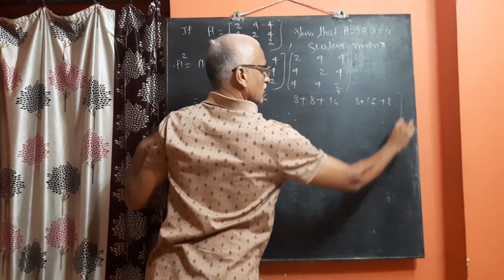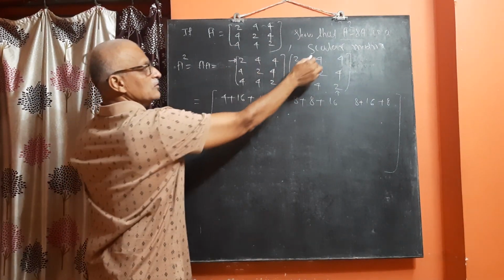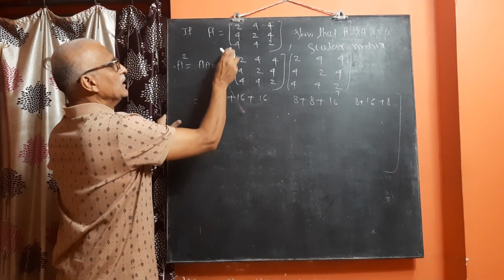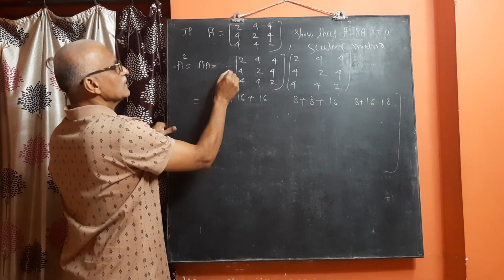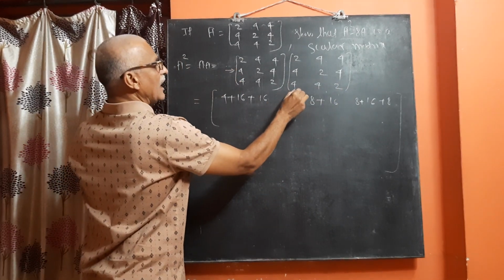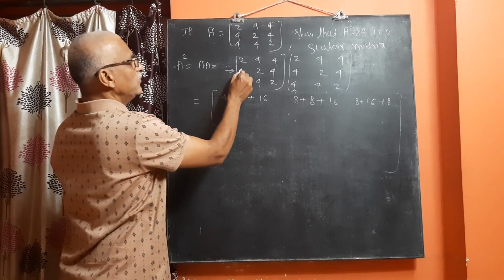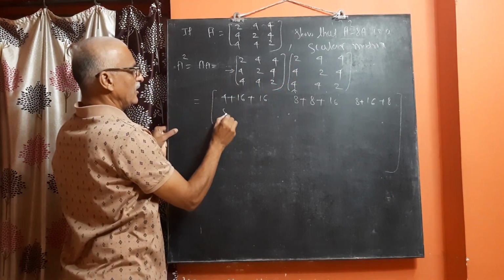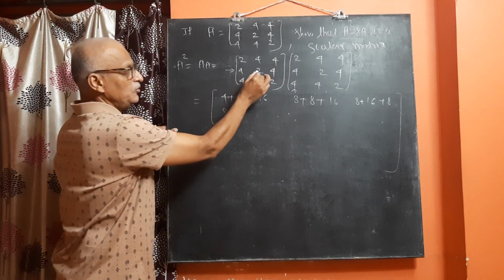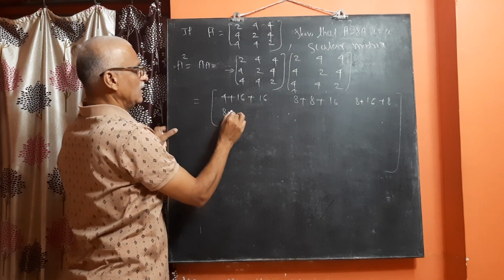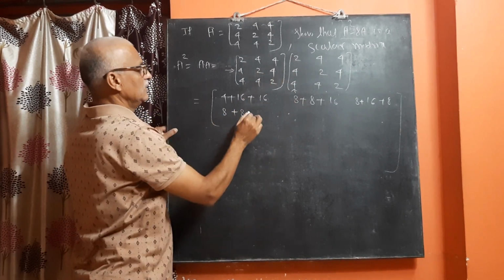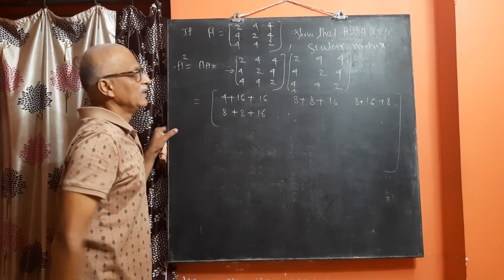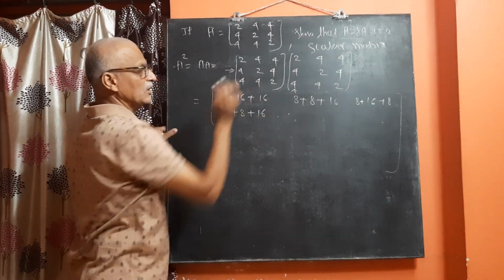That completes the multiplication of the first row with all three columns. Then comes the second row, first column: 4 into 2 is 8, 2 into 4 plus 8, 4 into 4 plus 16. This is second row, first column.